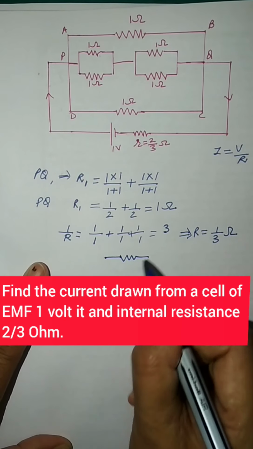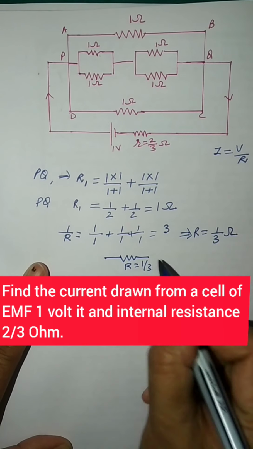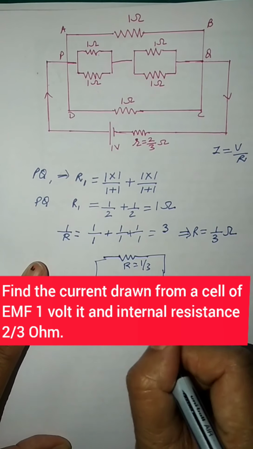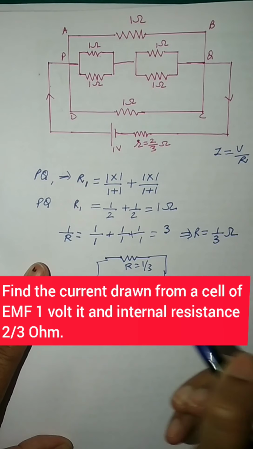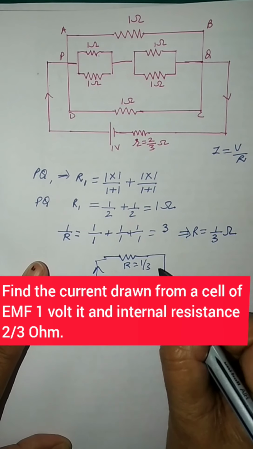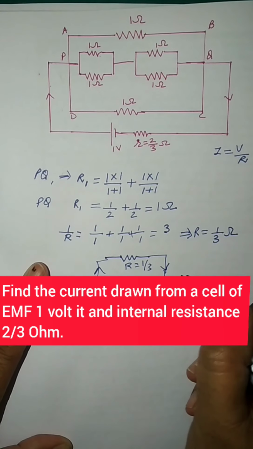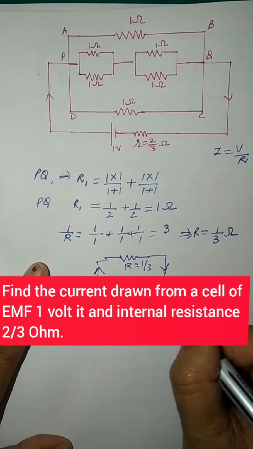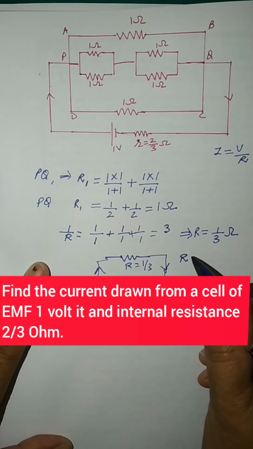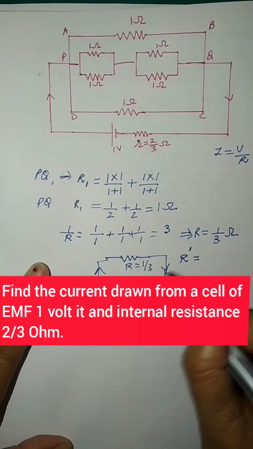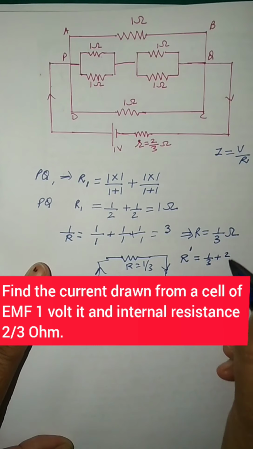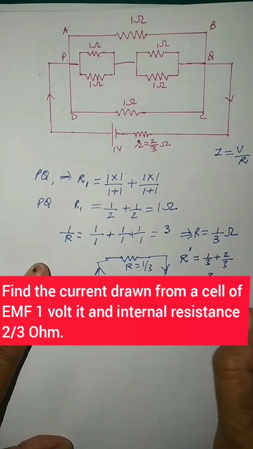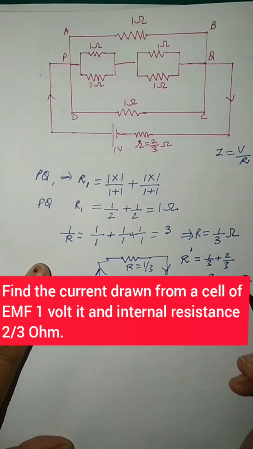You have got resistance R equal to 1 by 3 ohm, plus the battery and its internal resistance equal to 2 by 3 ohm. So now your circuit is reduced to this. Now you have to find the current. What is my total resistance? Let's find the total resistance. R final will be equal to 1 by 3 plus 2 by 3, because these two are connected in series. So what you will get? This is 3 by 3. So this is my 1 ohm.